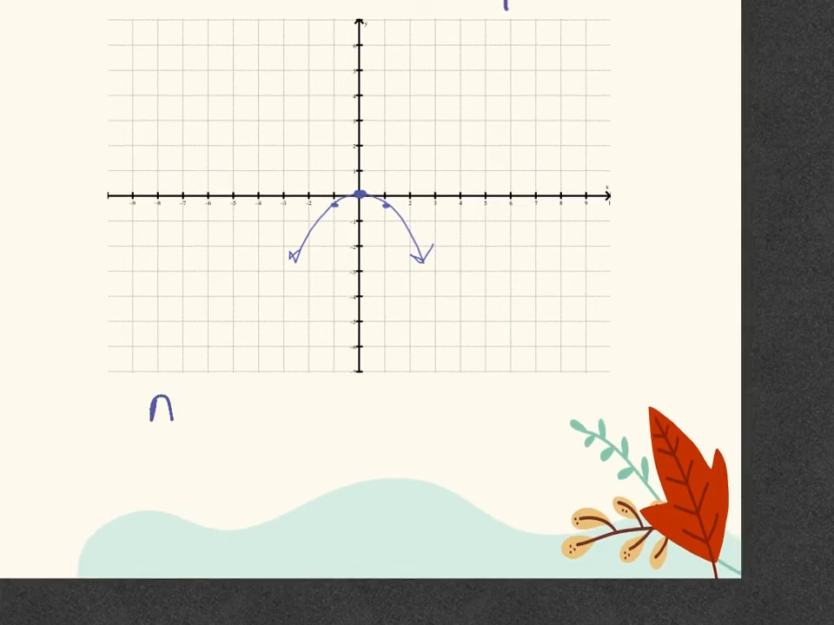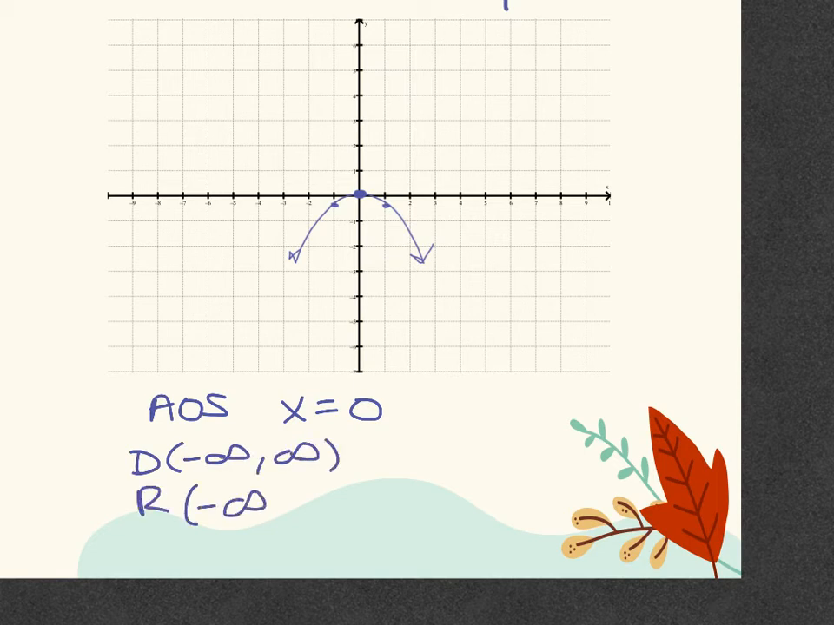So my axis of symmetry is still x equals 0. My x and y intercepts are still 0, 0. My domain is negative infinity to positive infinity, and my range is negative infinity to 0.